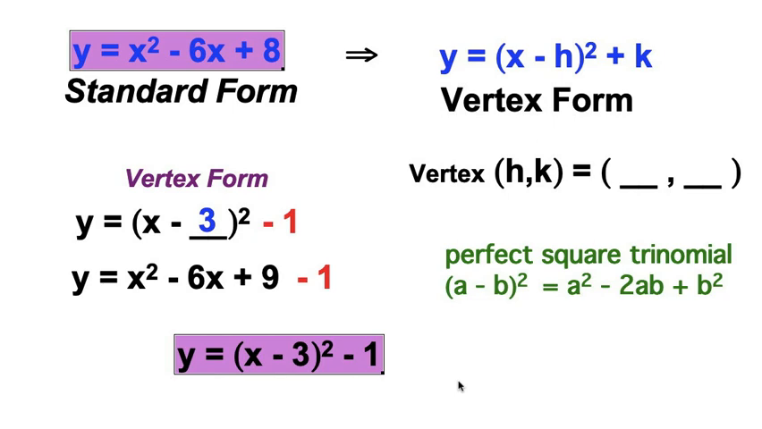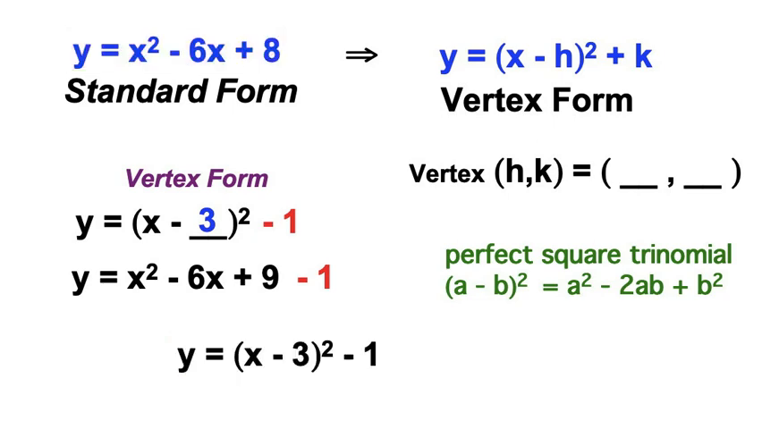Now, the whole reason we did that, if I look at this form, hk, it's x minus what? X minus 3. H is 3. And plus, or I'm saying plus what? Plus a negative 1. Notice, this is a negative 1. This is a positive 1 because the form says x minus h plus k.